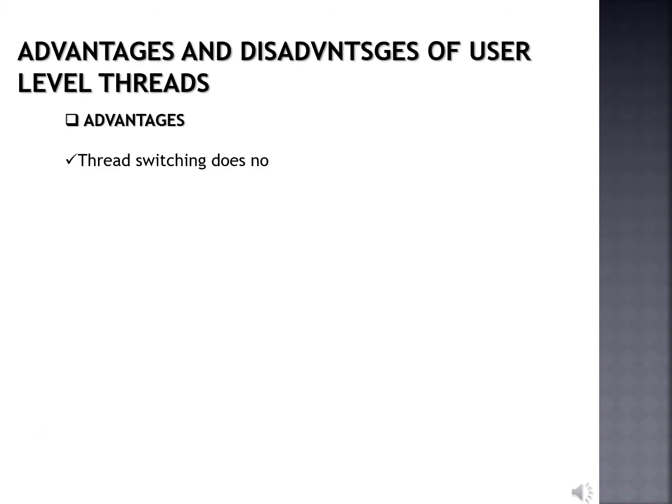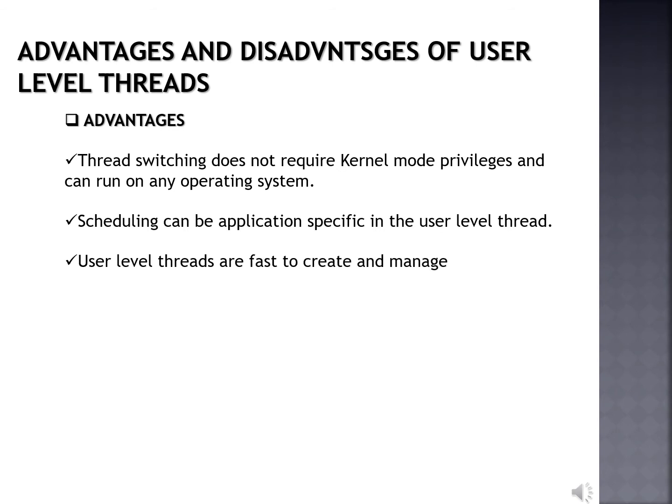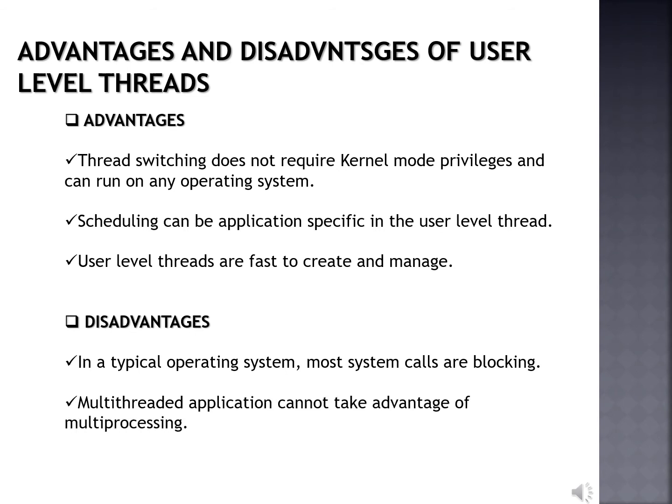About the advantages of user-level threads, thread switching does not require any kernel mode privileges. User-level threads can run on any type of operating system. Scheduling can be application specific in the user-level thread. User-level threads are fast to create and manage. And about the disadvantages, in a typical operating system, most system calls are blocking. Multi-threaded application cannot take advantage of multiprocessing.